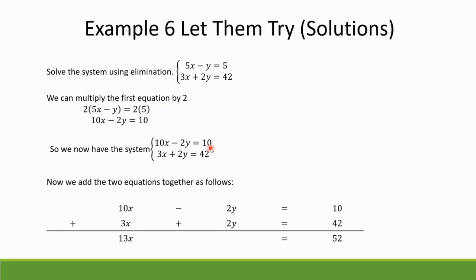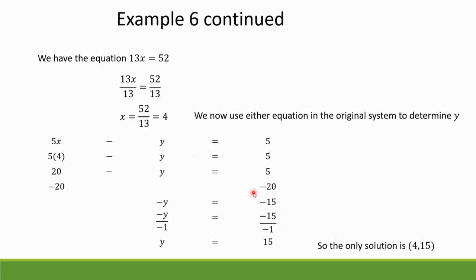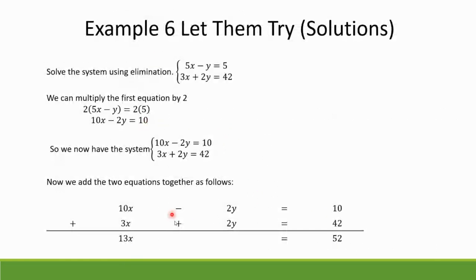This is nice because we can just add the equations now. If we add them, the y's go bye-bye. When we do, we get 13x. The y's are gone. 10 and 42 becomes 52. There was a mistake in here when I did this with my last class, but I think I fixed it, so hopefully there are no others. So we have 13x is 52, which is what we just got by adding.